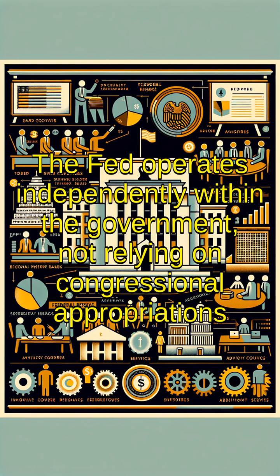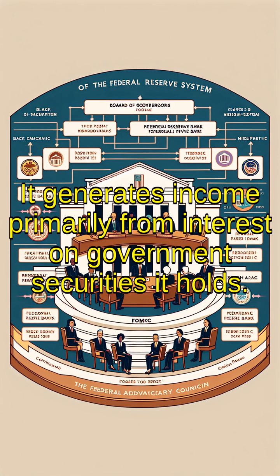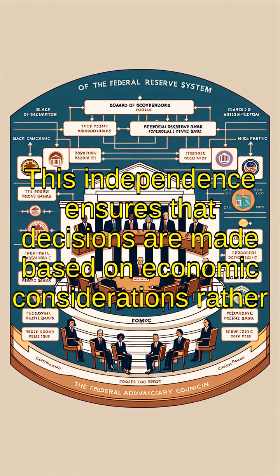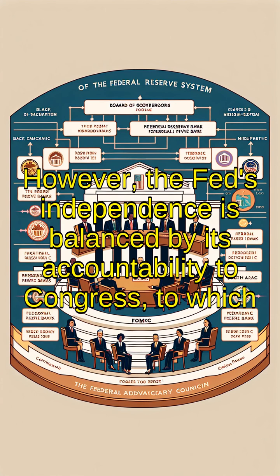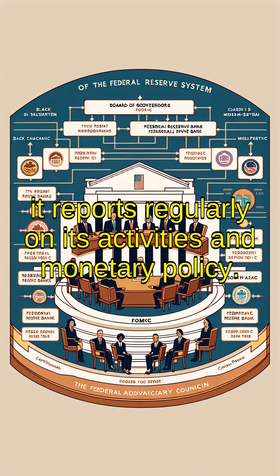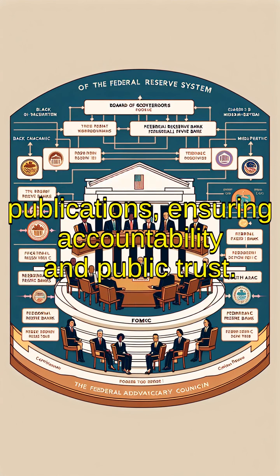The Fed operates independently within the government, not relying on congressional appropriations for funding. It generates income primarily from interest on government securities it holds. This independence ensures that decisions are made based on economic considerations rather than political ones. However, the Fed's independence is balanced by its accountability to Congress, to which it reports regularly on its activities and monetary policy. Transparency is maintained through regular reports to Congress, public speeches, and publications, ensuring accountability and public trust.